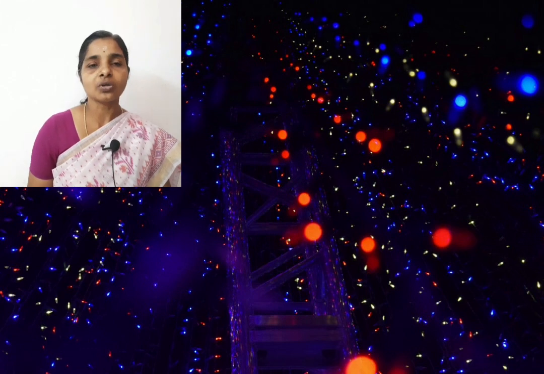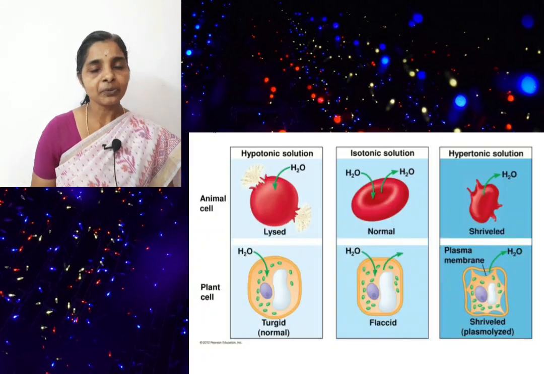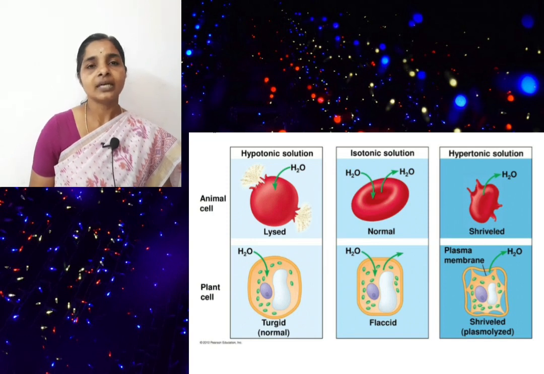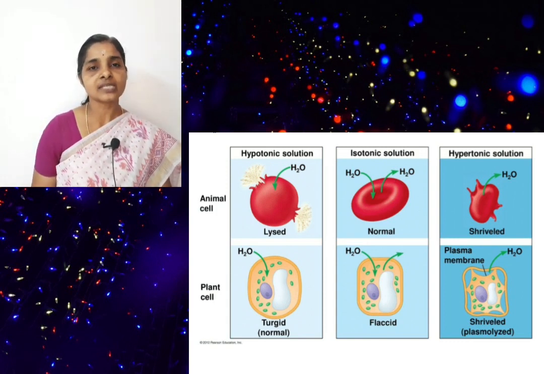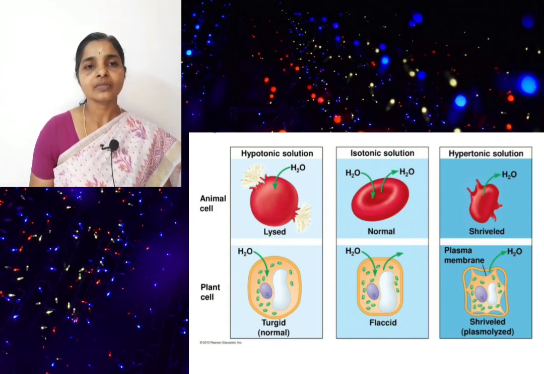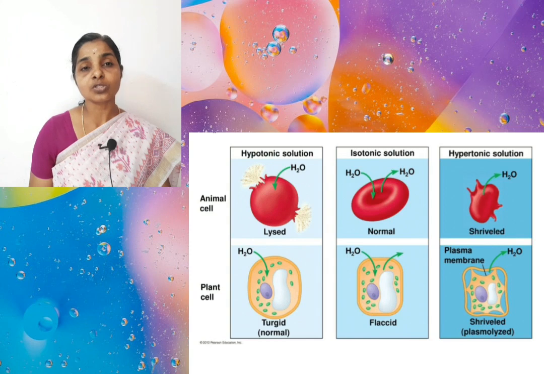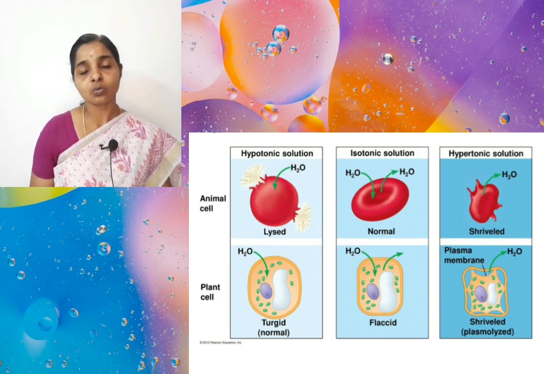Then, based on the osmotic concentration, there are three types of solutions. They are the hypotonic solution, isotonic solution and hypertonic solution. Then what do you mean by hypotonic solution? If the medium surrounding the cell has higher water concentration than that of the cell, then the cell will gain water. That is, there is movement of water molecules more towards the cell, from the external medium to its inside. Thus, the cell will get more and more water.